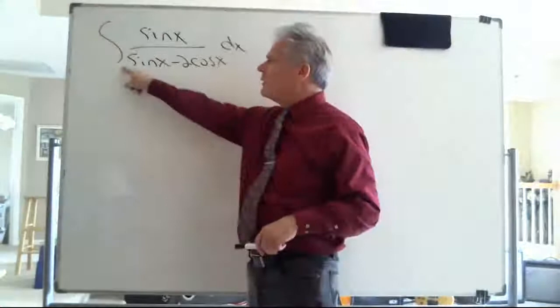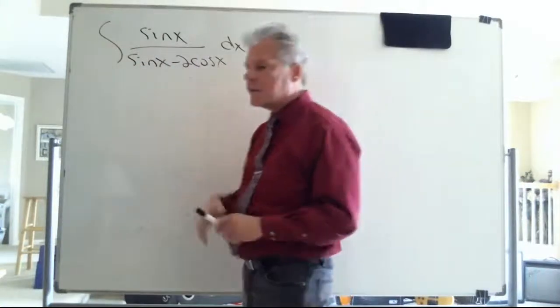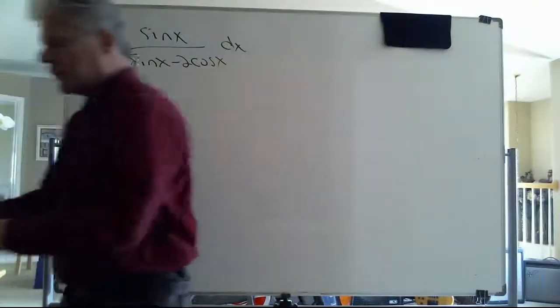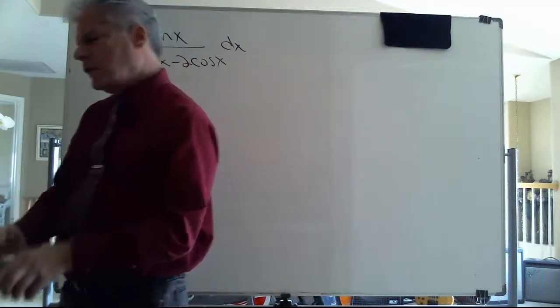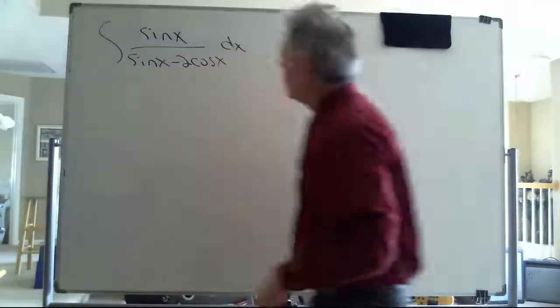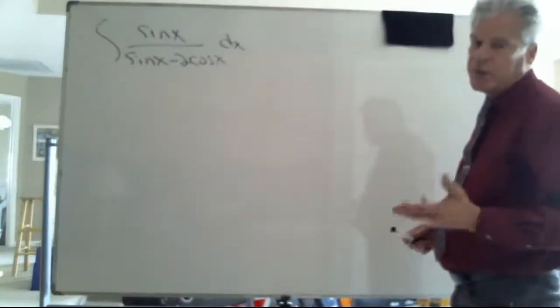I do have a linear combination of sine of x and cosine of x in the denominator's position. So I do think that suggests a Weierstrass substitution will be the appropriate choice.